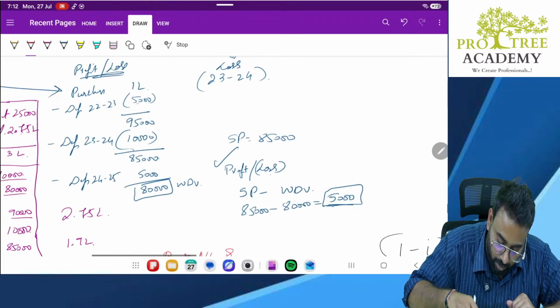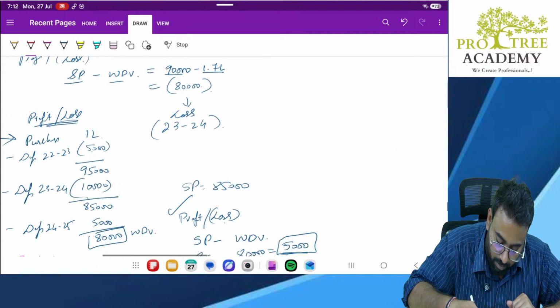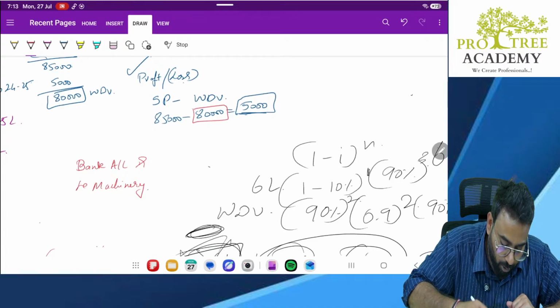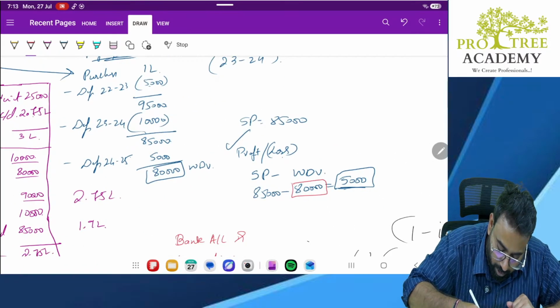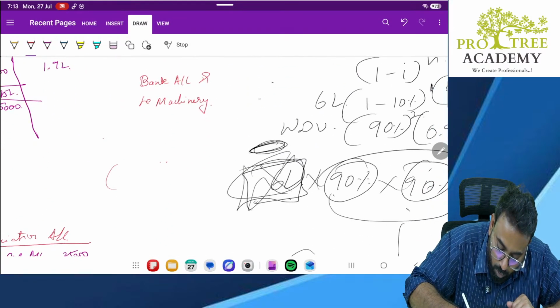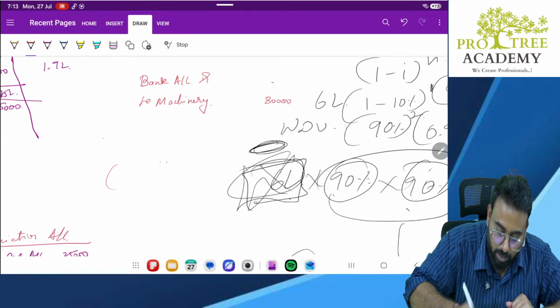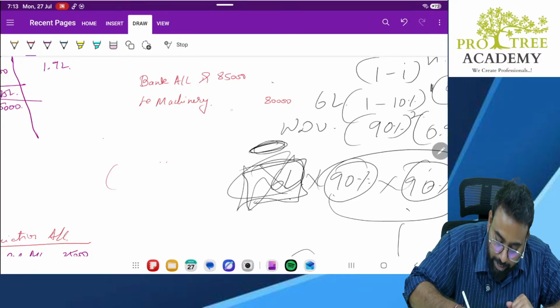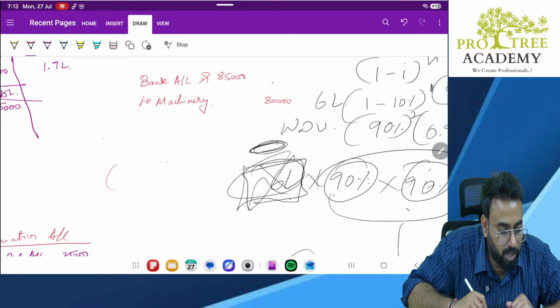Now, we have calculated profit or loss. Correct? Now, what was the WDV of the machinery? WDV has been calculated here. WDV was how much? 80,000. So, machinery value is only 80,000. How much have we received in the bank? 85,000. Debit to credit are not matching. Why is it not matching?